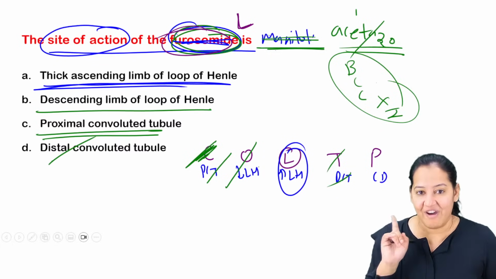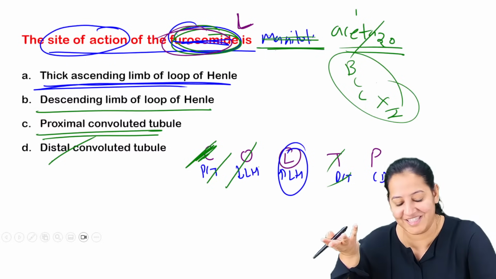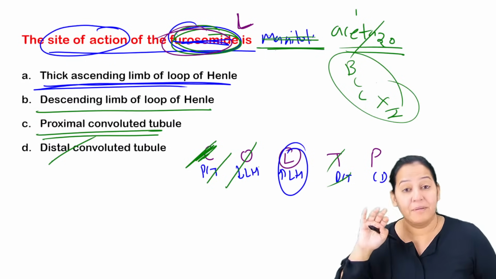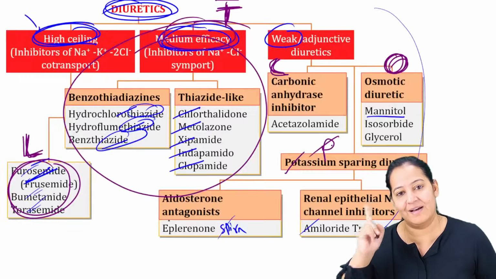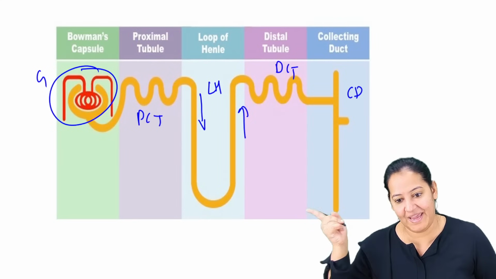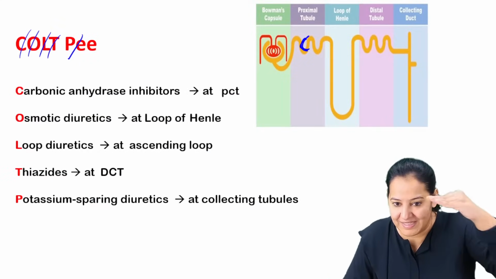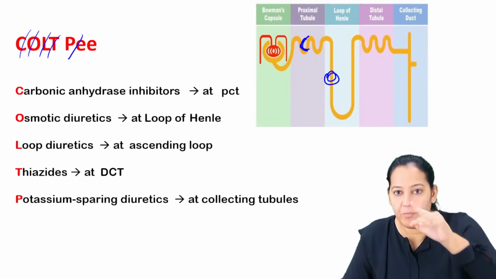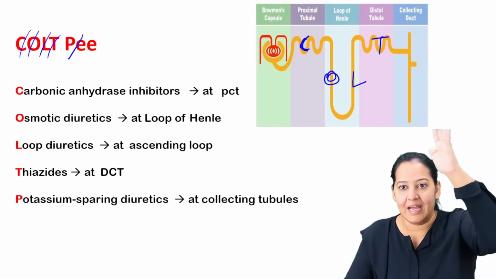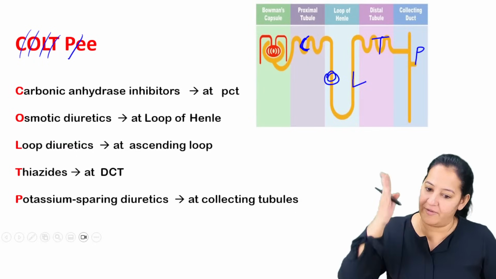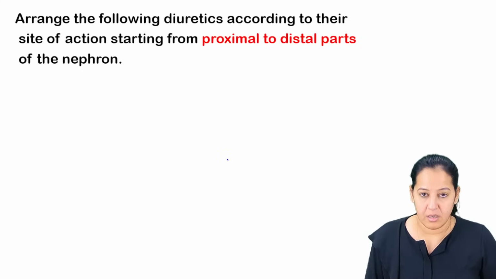So you think one question, I have covered many questions. It is not that every time they will ask furosemide. No, they are not crazy people. They will not ask the same question every time, but the topic will remain the same. So the site of action is ultra important in diuretics. Please learn the mnemonic COLTP. So write down like this. C, that is PCT. O, descending limb of loop of Henle. L, ascending limb of loop of Henle. T is thiazide. And P, that is potassium sparing diuretics on the collecting duct. And you know the classification, it's very easy.